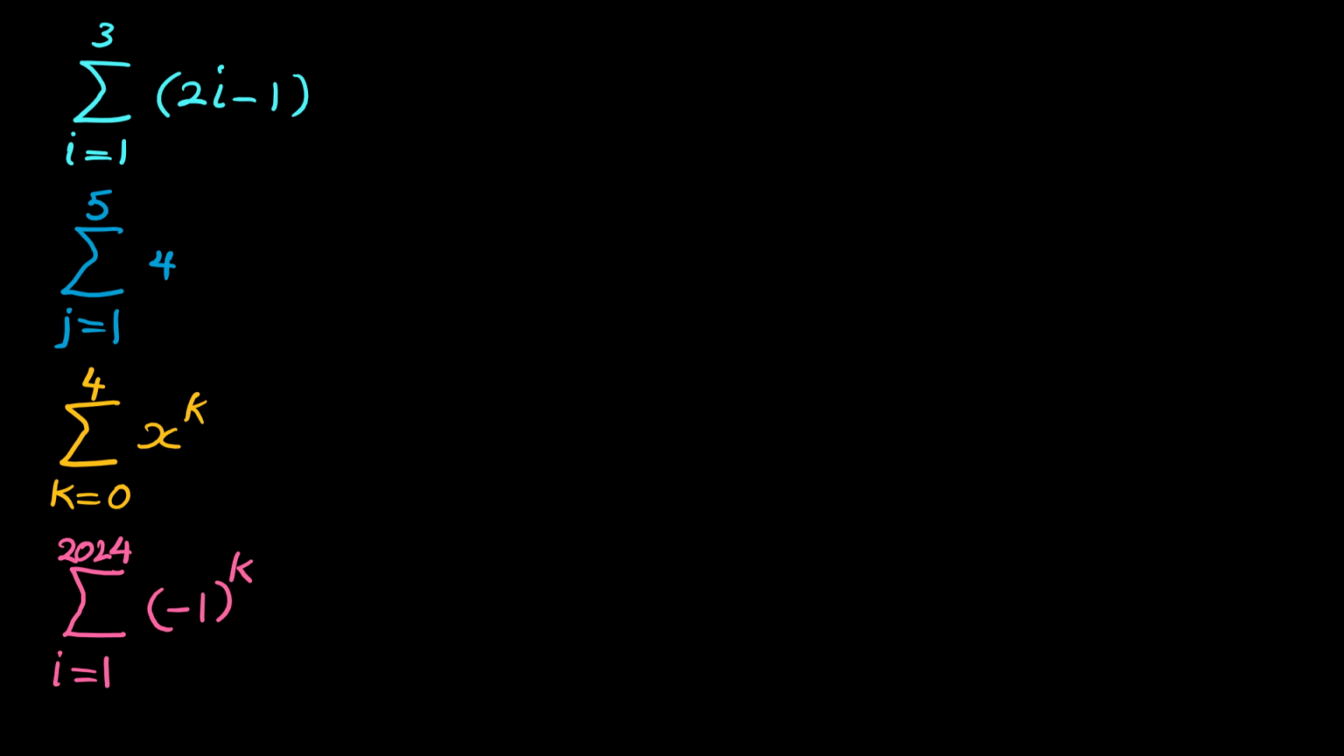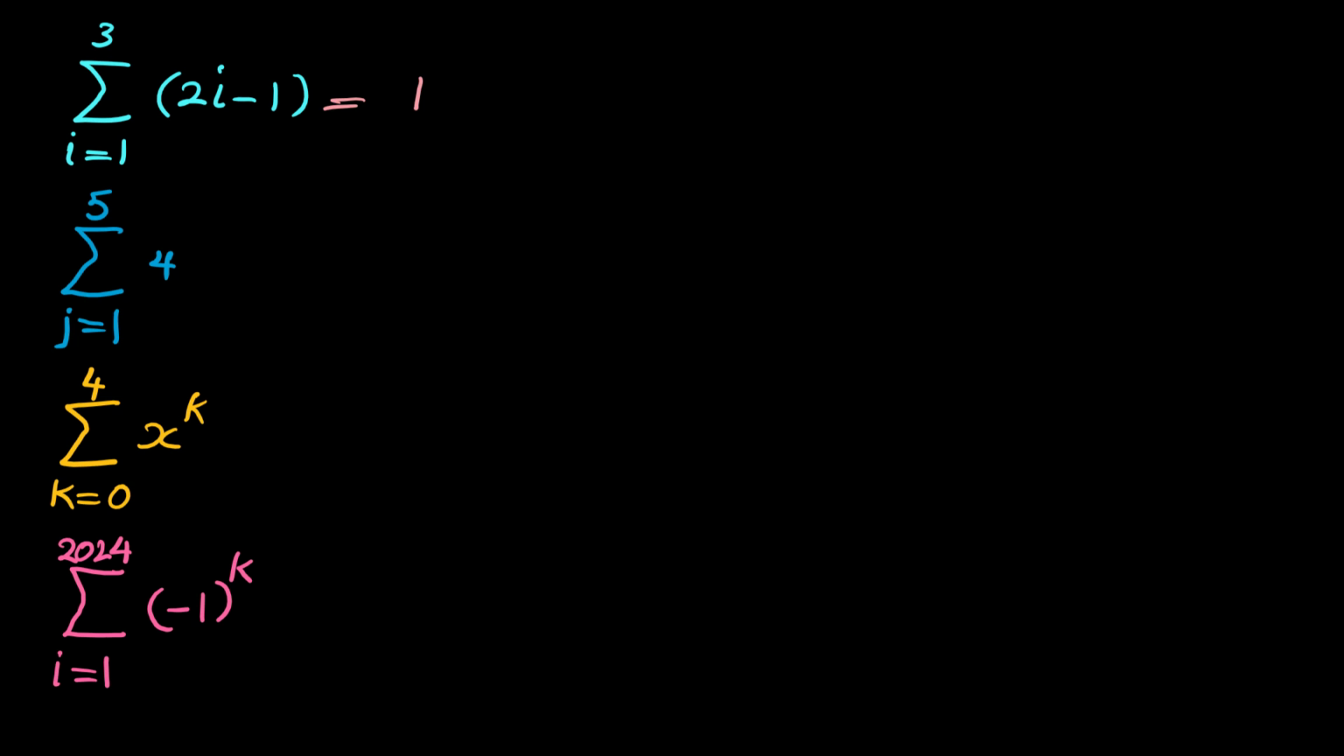Now look at these examples. In the first sigma, we have 2i minus 1 and i from 1 to 3. So the index of the sigma starts from 1. We plug in 1 for i. If we plug in 1 for i, then we have 2 times 1, 2, minus 1 is 1. So we plug in 1 for i and we calculate the value of the general term of the sigma. Then we have 1.